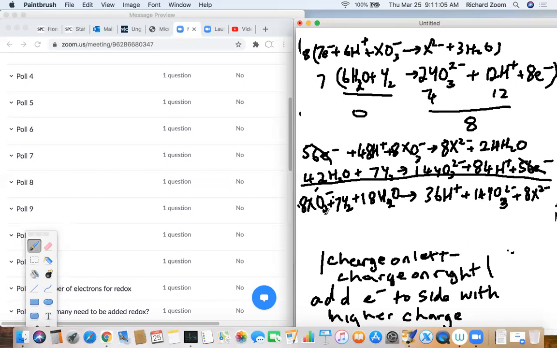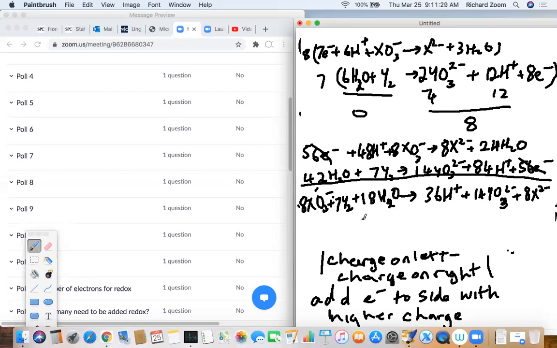So that's 8 times 3. 8 times 3 is 24 plus 18 is 42. So we have 42 oxygens on each side. So that is okay. 14 Ys. We've got hydrogens, I guess, 36 and 36. So all the atoms work out. Let's look at the charges.